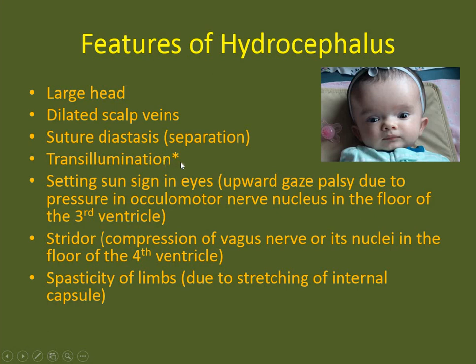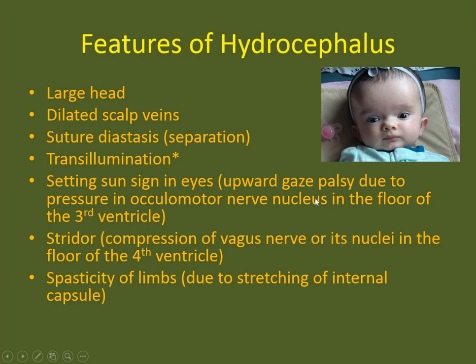Transillumination is a sign which is seen when there are markedly enlarged ventricles. The setting sun sign is the downward gaze of the baby's eyes. That is due to an upward gaze palsy, and it is believed to be due to pressure on the oculomotor nerve nuclei in the floor of the third ventricle. Then often we get a stridor in these babies, and that is believed to be due to the compression of the vagus nerve or its nuclei in the floor of the fourth ventricle.